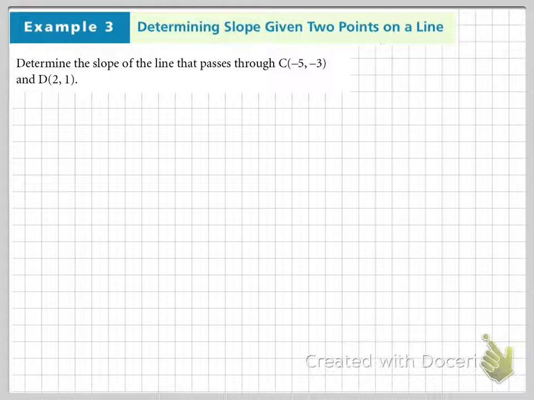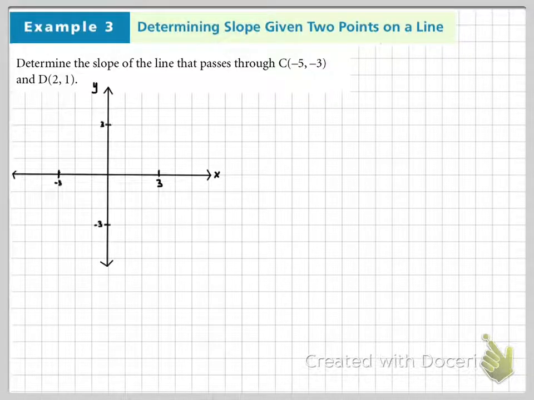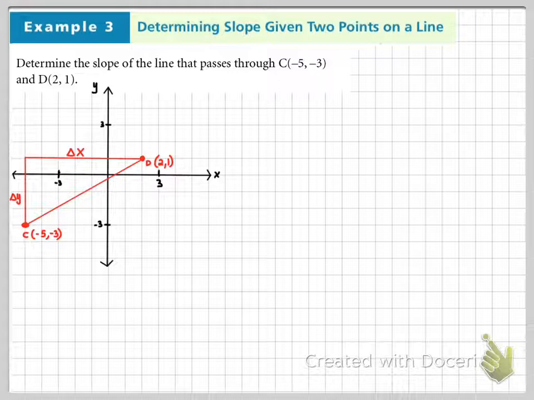Examine the slope of a line that passes through C, -5, -3, and 2, 1. Here we have a coordinate grid. Let's plot our points, draw our line segment. Now to find the slope, we can do a couple different things. We can count them physically, or we can subtract the differences between the points.